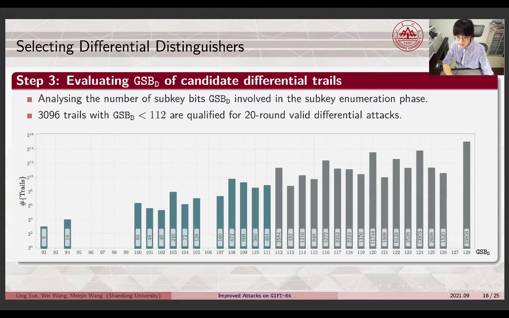In the third step, for each of the trios surviving in the second step, we analyze the number of sub-K bits, GSBD, involved in the sub-K enumeration phase of the differential attack. The result is shown in the figure. A rough investigation shows that the 3,096 trios with GSBD less than 112 are qualified for 20-round valid differential attacks.